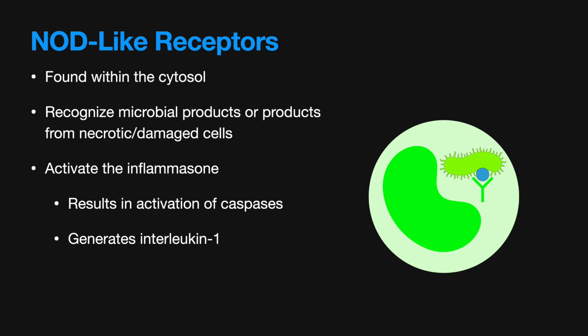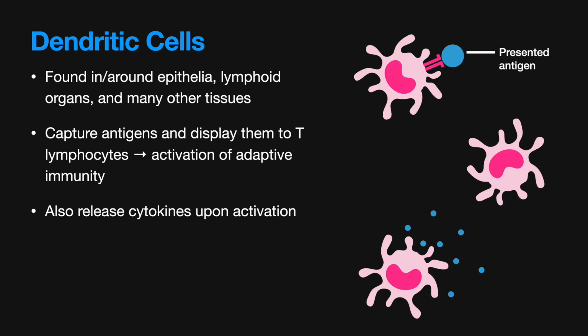Nod-like receptors are found within the cytosol and recognize microbial products or products from necrotic or damaged cells. These receptors activate the inflammasome, resulting in activation of tissue-damaging caspases and production of interleukin-1, which is one of the major triggers of fever. Next up for the innate immunity participants are the dendritic cells.